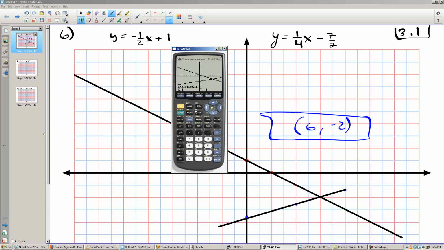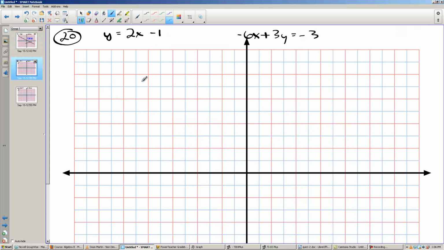So whether I use a graphing calculator or I use the by hand method, it is possible, but it's going to be difficult if you're not using graphing paper. So we move to number 20. And again, we need to make sure that we have a y equals format. If I look at the first equation, I have that. So I'll go ahead and graph it now. Starting at -1, going up 2 over 1, up 2 over 1, and I can put the line right through those points. And even extend it down that way.